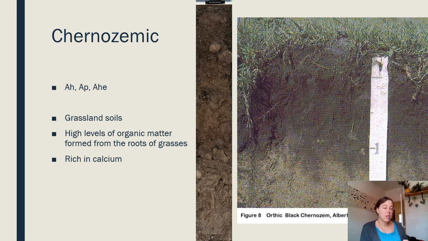One of the first, most important and oldest soils that have ever been classified are prairie soils. They have different classification names in the States and in Russia, but they are one of the first soils because these are the ones that humans have been using. The word Chernozemic comes from the Russian soil classification system. Their dominant feature is that they have high levels of organic matter formed from the roots of grasses. And we'll talk about this.